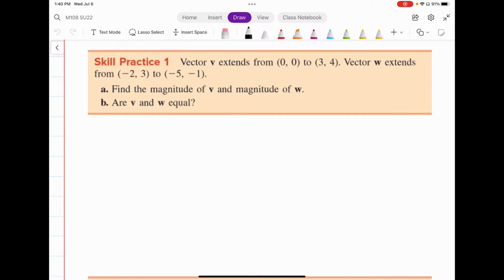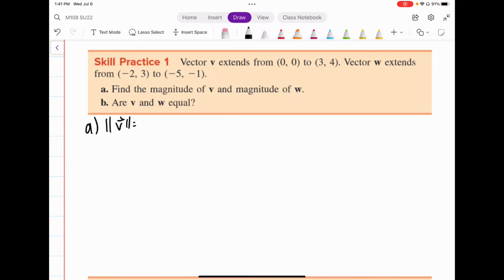Working with vectors now, skill practice says that vector v extends from (0, 0) to (3, 4), and w extends from (-2, 3) to (-5, -1). We want to find the magnitude of both and determine whether they're equal. And remember, they're equal if they're in the same direction and if they have the same magnitude.